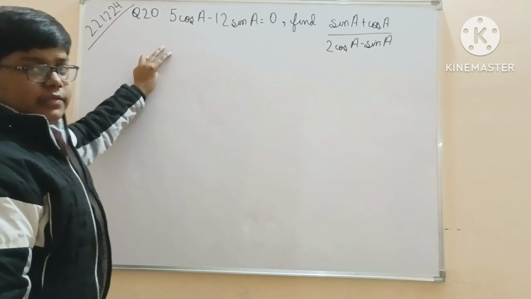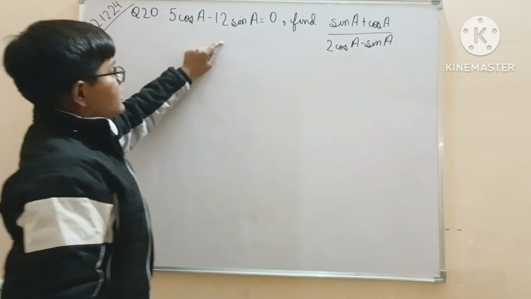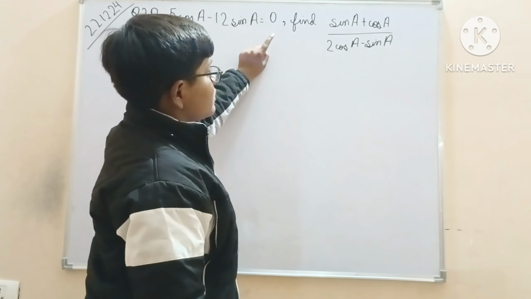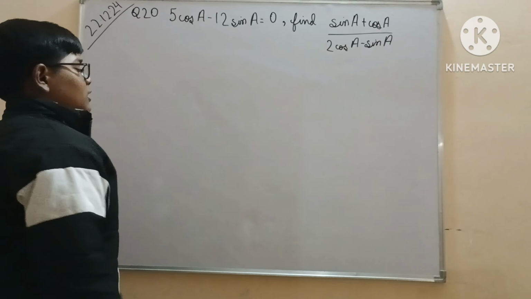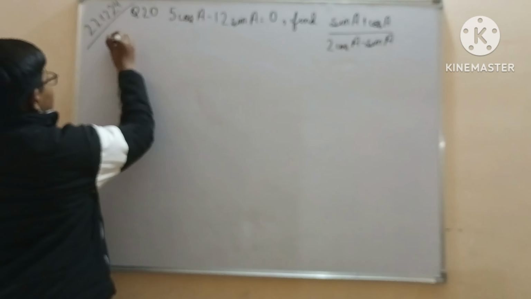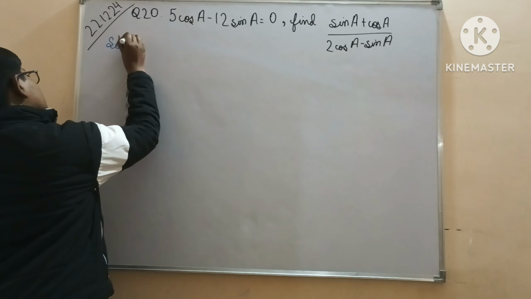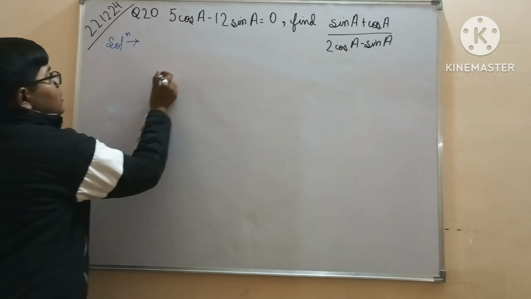So this is our next question, which is given to us. 5 cos A minus 12 sin A is equal to 0, and we have to find the value of (sin A plus cos A) divided by (2 cos A minus sin A). So we will write the solution.